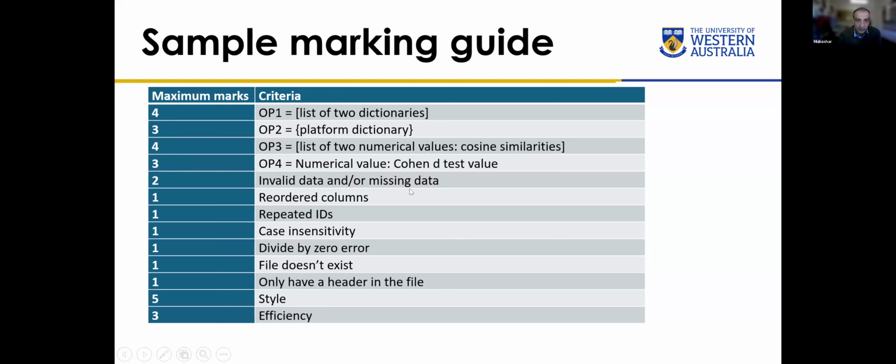If you look at the rest of the marks, especially these cases, these are things they have to think about by themselves. What happens if the columns are reordered? There are some unique IDs. What happens if there are repeated IDs? What should they do with this data? What happens with case insensitivity, capital and lowercase? Also, divide by 0 error.